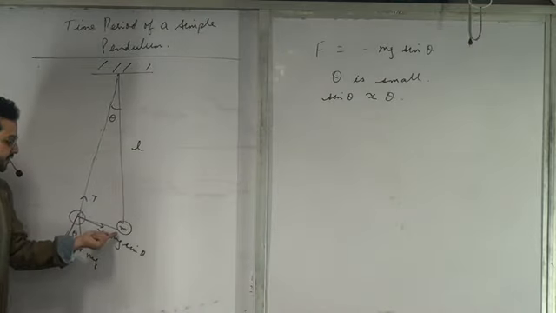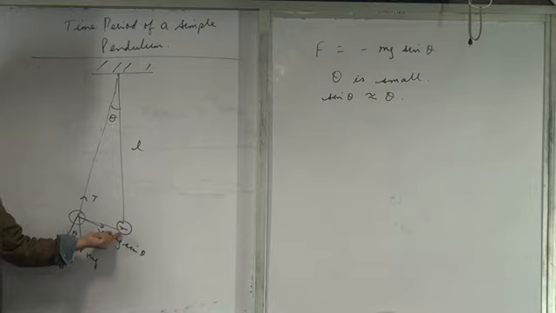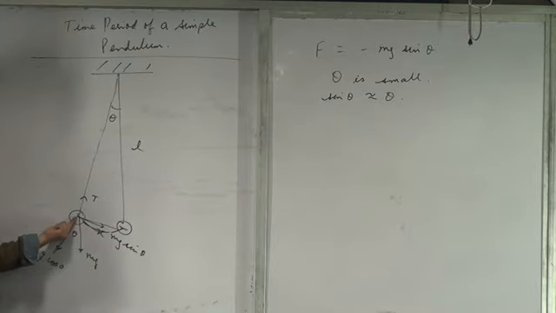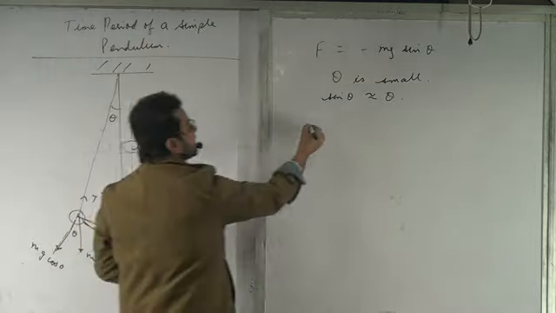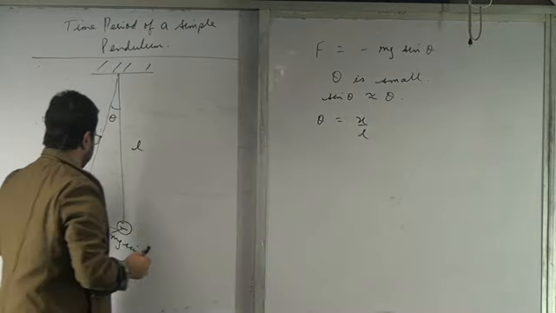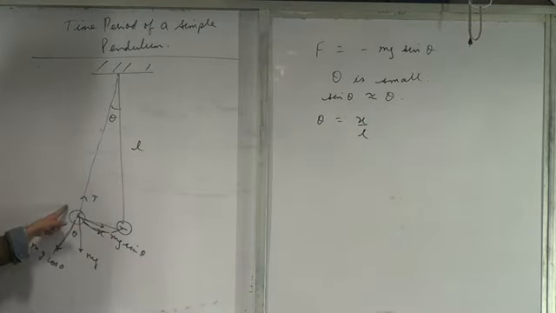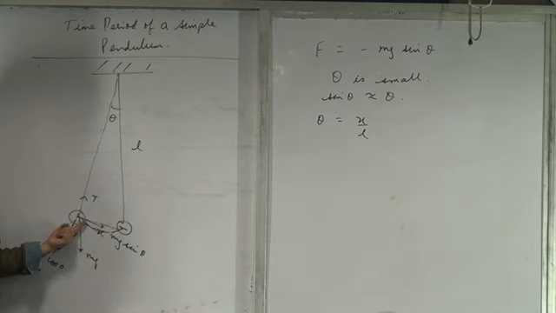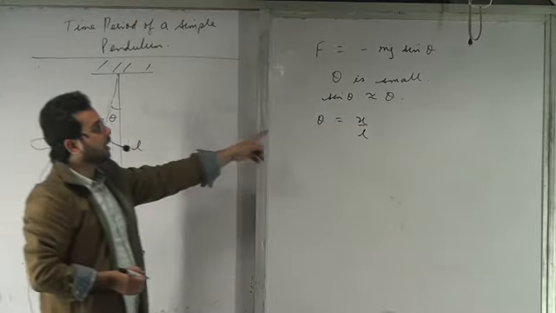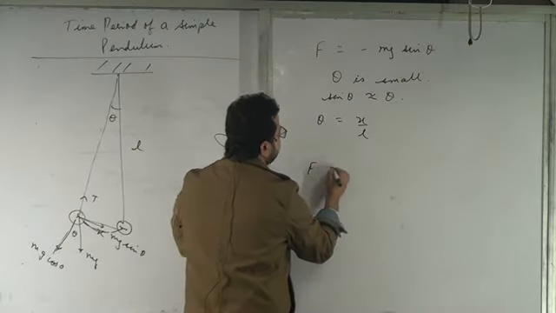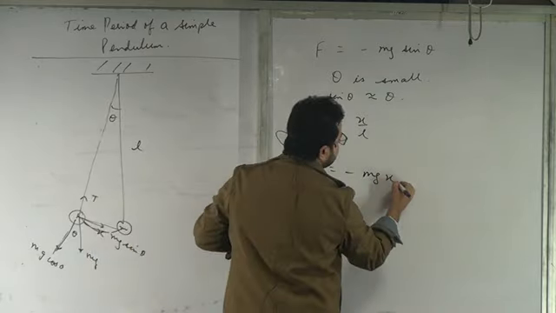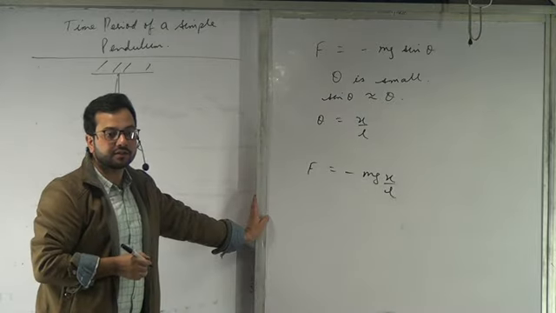Now from here, if this theta is very small, this arc length and this displacement are almost the same. So can I write theta is equal to x by L? This will be the arc length divided by the radius. Because theta is very small, the arc length and this displacement, the chord, are almost of equal length. So theta I can replace by x by L. Now I can substitute it over here. So this will be minus mg into, and for sine theta I'll substitute theta, which is x by L. Is that clear?